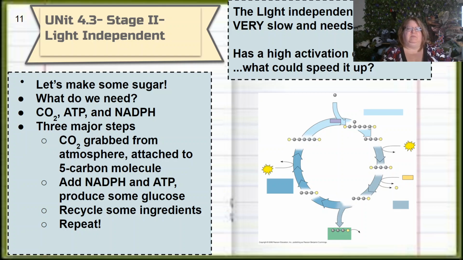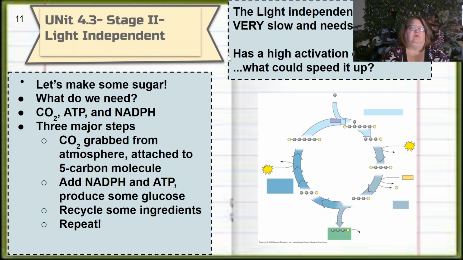So we've got three major steps to this. And keep in mind, think about making a cake. You've got your ingredients. You're going to use some of those ingredients and bake it. And then you might put back the ingredients that you didn't use. And that's going to be kind of a helpful thing to think back on.